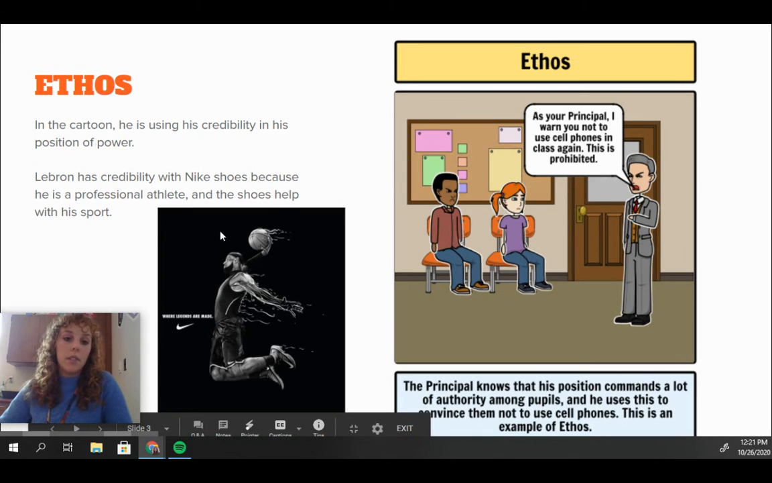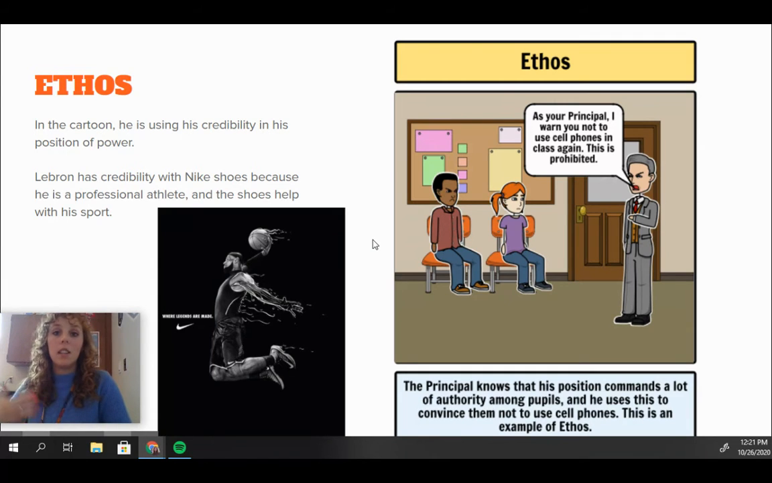So here's an advertisement with LeBron for Nike. So he's advertising these shoes. He's clearly a professional basketball player. So if anybody knows what good basketball shoes should be like, it should be LeBron. So that's displaying his ethos.